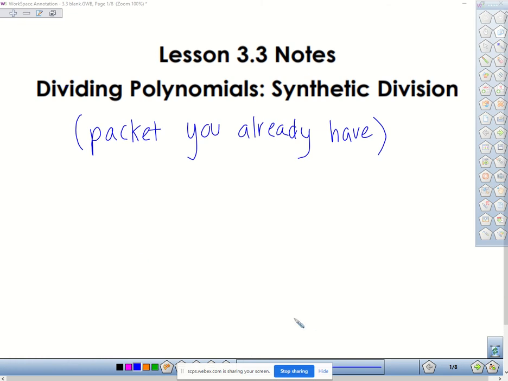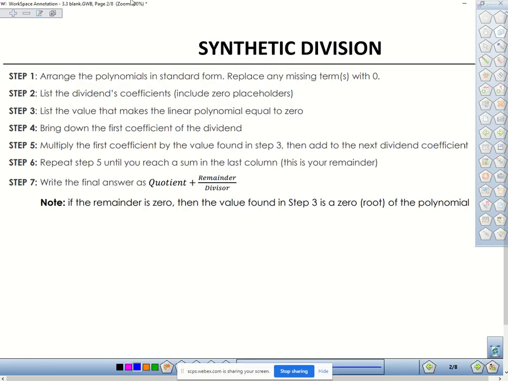Okay. So this is lesson 3.3, which is dividing polynomials using synthetic division. And like I said, if you're in class, this is the packet you already have. If you're on virtual, it's in module 3.3. So these are the steps for synthetic division.